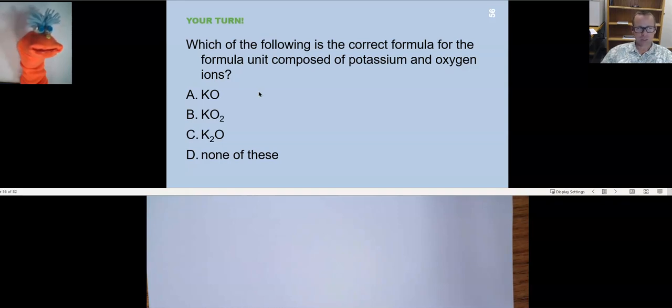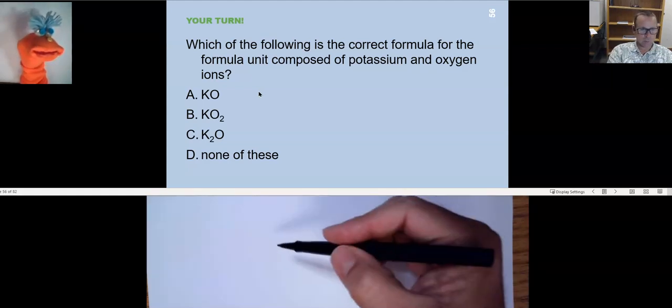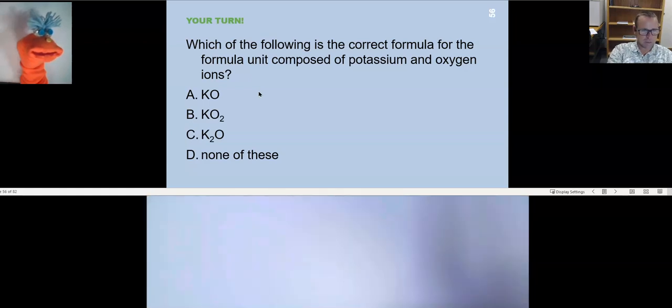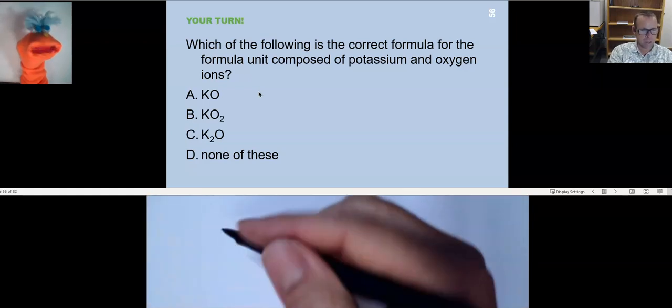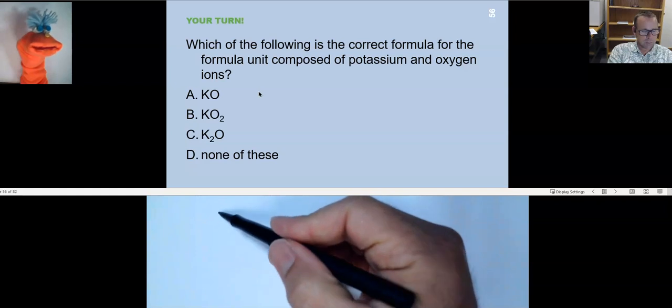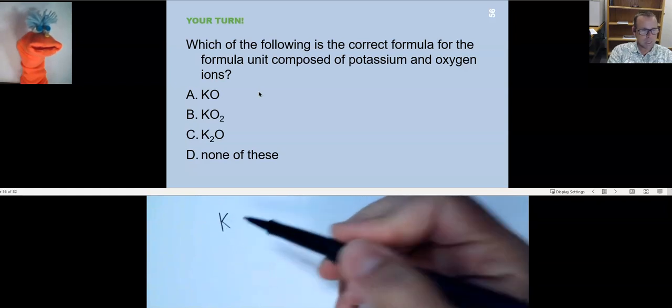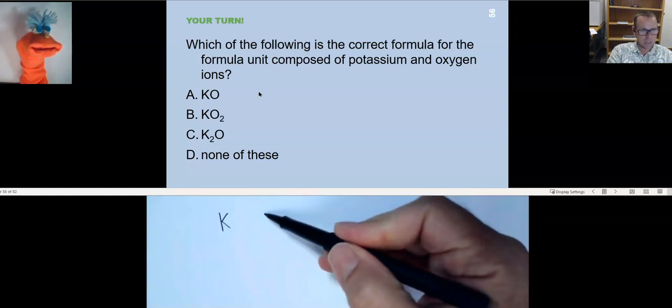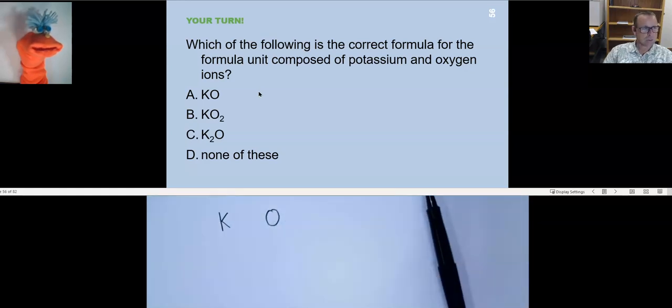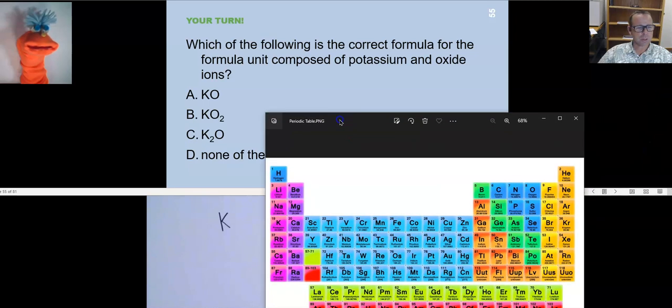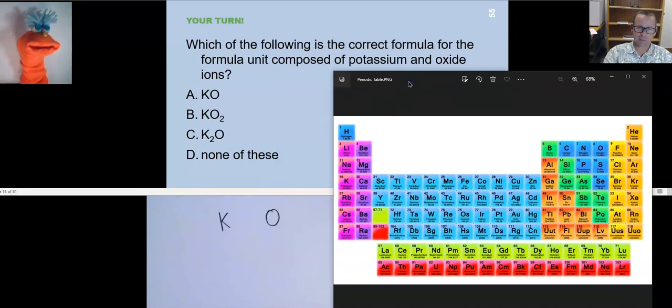and oxygen ions? Okay, so to do this, I need to know what the potassium ions are, right? Yep, we need to identify what potassium ions look like, and we have to find out what oxide ions look like. Very good. Potassium ions and oxide ions. We can use the periodic table to identify what kind of ions they'll form, right?